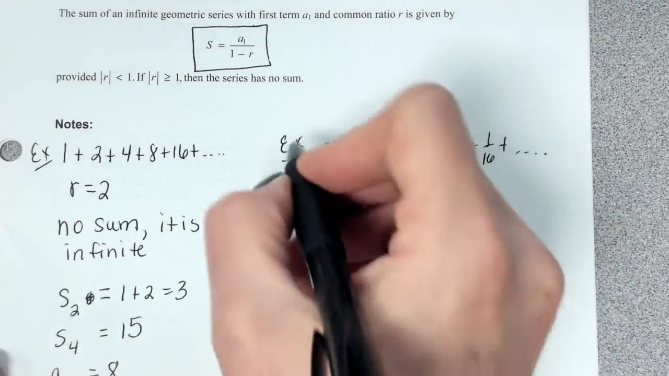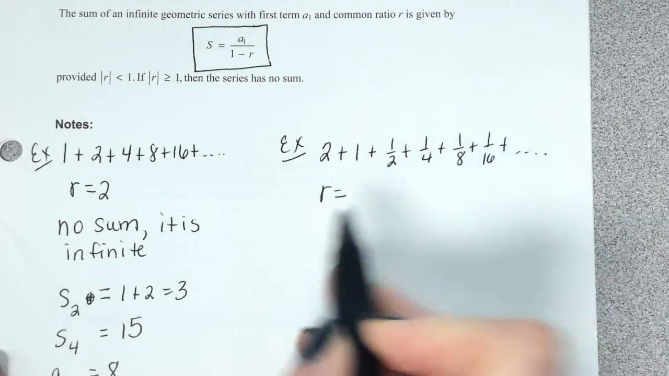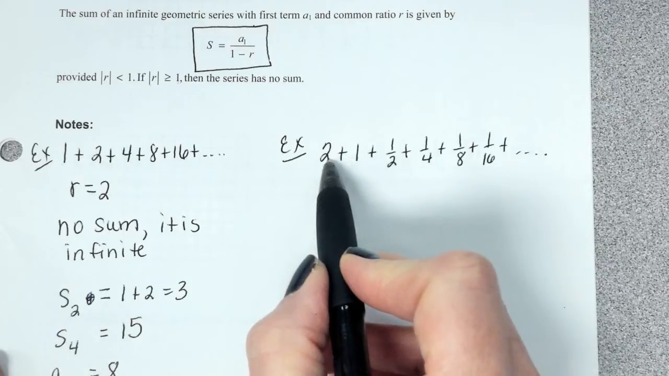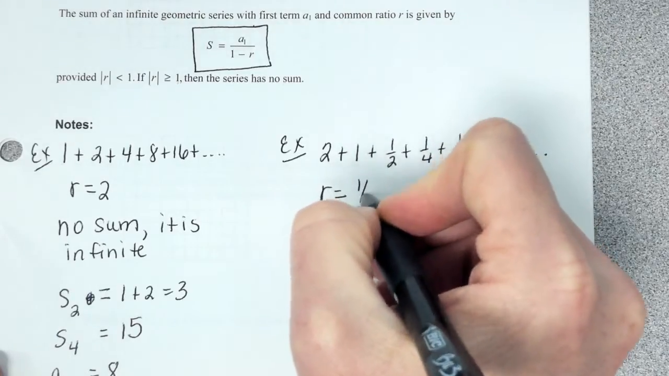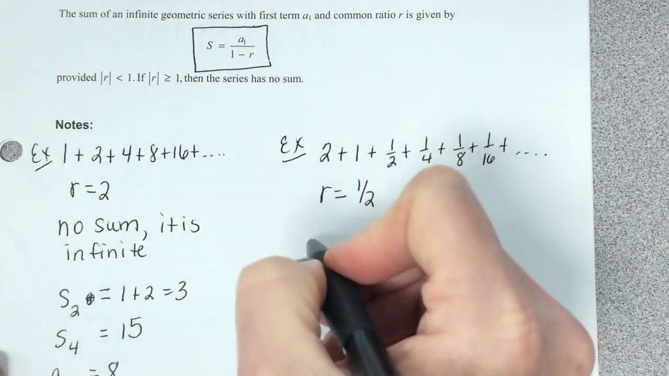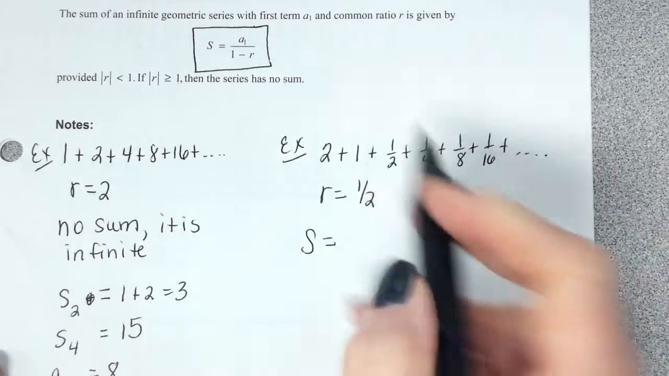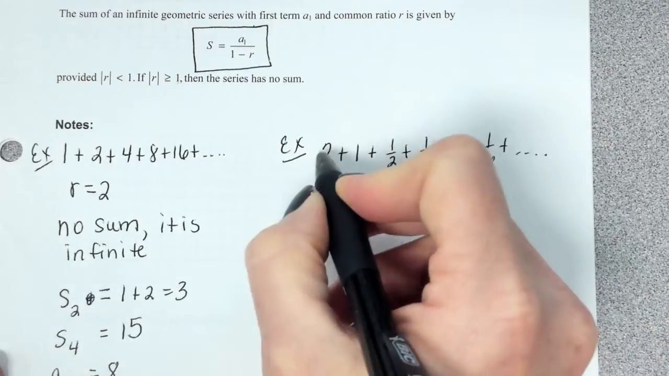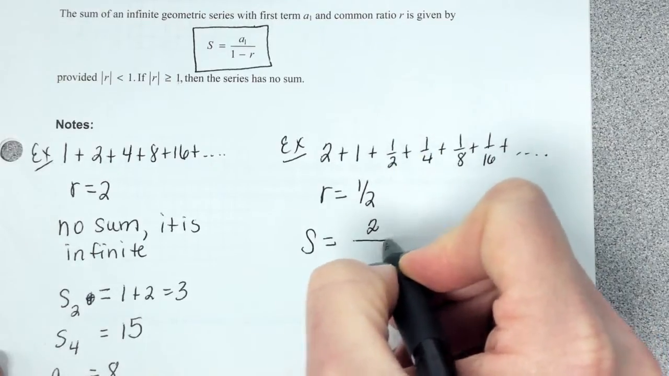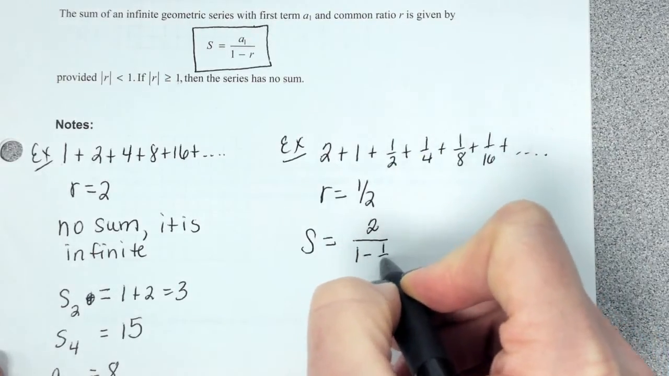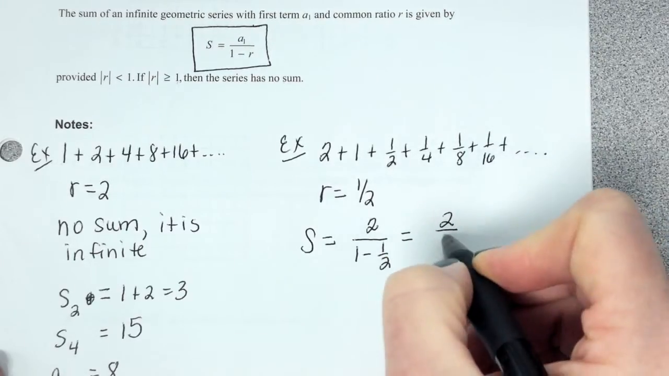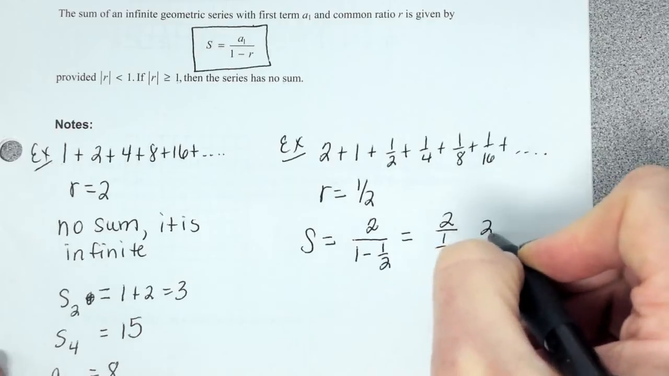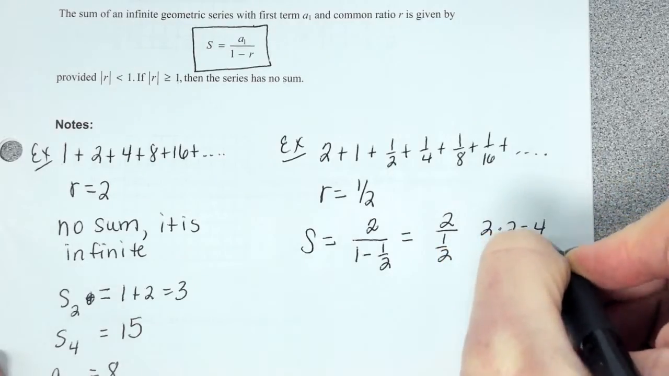So to find the sum, first I find the R. I can do that by doing A sub 2 divided by A sub 1, or A sub 3 divided by A sub 2. R is 1/2 here. To find the sum, it's right here. It's going to be A sub 1, here's A sub 1, over 1 minus 1/2. So it's going to be 2 divided by 1/2. So it's 2 times 2, which is 4.